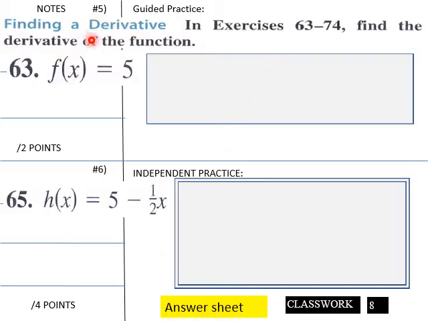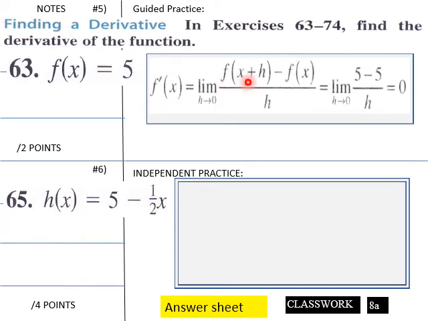Okay, so find the derivative of this function here, f of x equals 5. So for that, we use our difference quotient here, and we come up with f of x plus h, which is 5, and then minus f of x, so 5 minus 5 over h would be 0. So your derivative for this would be 0.